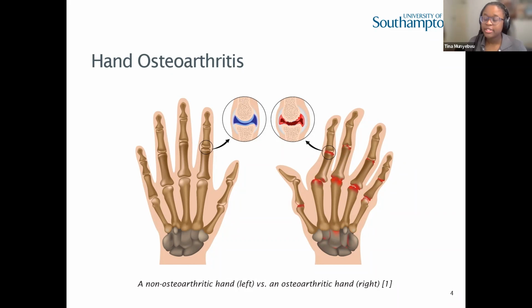In the hands, OA symptoms can vary, but they most commonly include joint pain, joint stiffness, difficulty in moving fingers, a weakened grip, but also swelling and tenderness in the knuckles and around the wrist. And I think in the image, you can kind of see on the right-hand side, some of that change of shape around the knuckles.